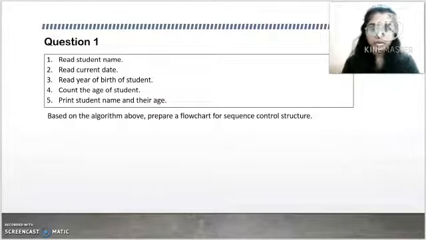Okay, so in question 1, they already give you the algorithm where you have to read the student's name and the current date and the year of birth of the student, and then you have to count the age of the student and print their name and the age, sorry. So they already give the algorithm, you have to prepare a flow chart.